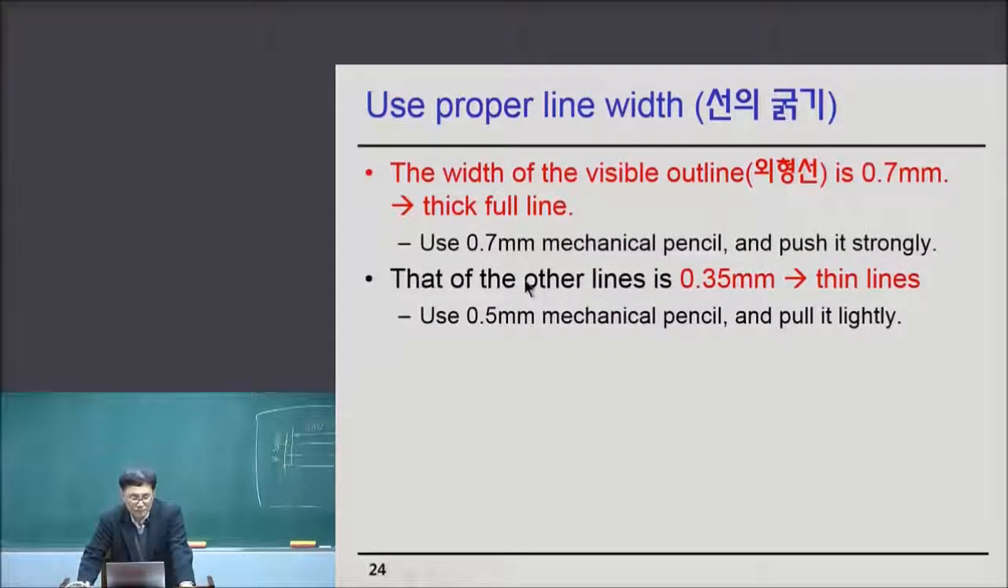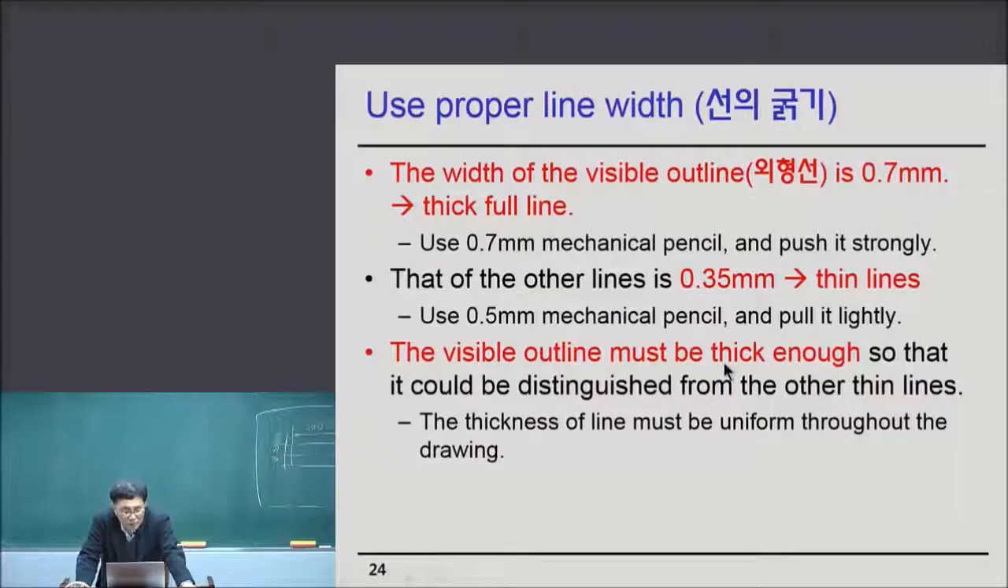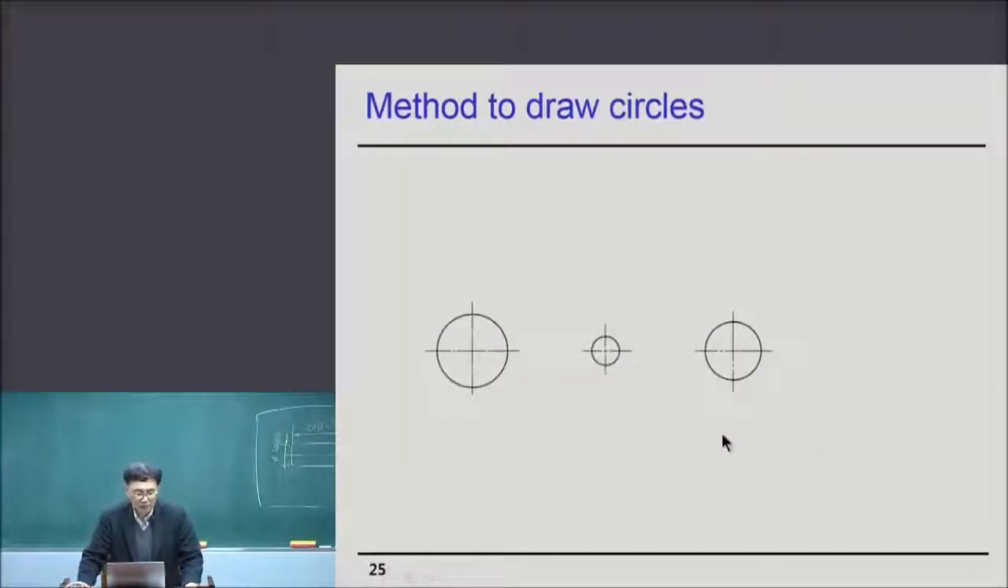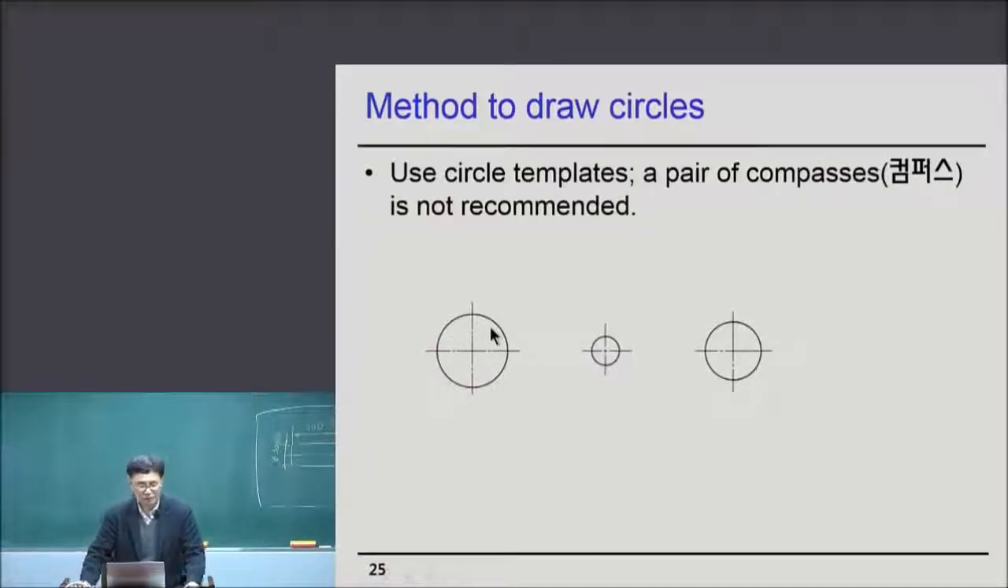And that of the other lines is 0.35 millimeters, which we call thin lines. So use a 0.5 millimeter mechanical pencil and pull it lightly, then you can generate thin lines. The visible outline must be thick enough so that it can be distinguished from the other thin lines. All right? The thickness of a line must be uniform throughout the drawing.